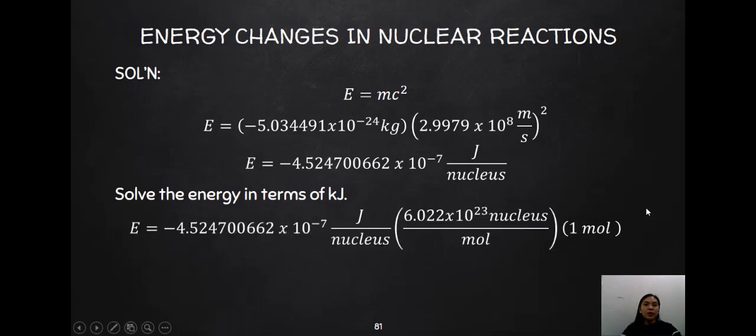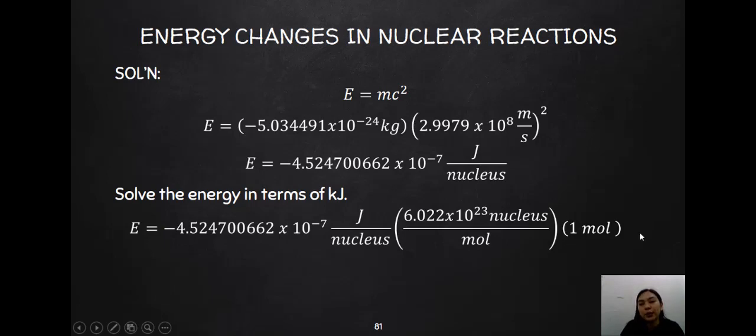Let's see. So, you have here that particular number, joules per nucleus, and you have your Avogadro's number, which means that there are 6.022 times 10 raised to the 23 nucleus per mole. This means that is the number of entities per mole of nucleus, multiplied by 1 mole of your cobalt, because we are given 1 mole of cobalt, so that we can cancel that nucleus. It means that for every nucleus, you have that amount of energy. For every mole, this is how many nuclei there are.